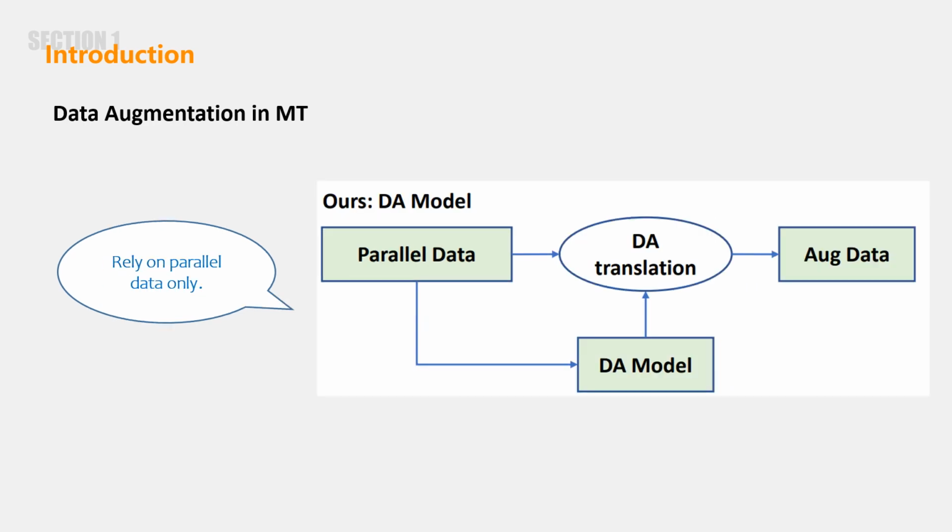In comparison, our method relies on the given parallel data only. We introduce a data augmentation model to generate new potential translations of given parallel text. This data augmentation model is also trained using the same parallel data.